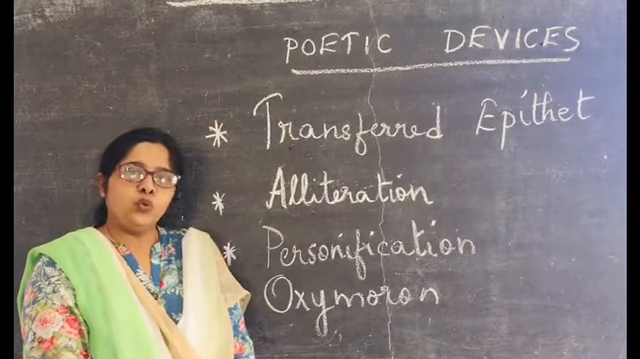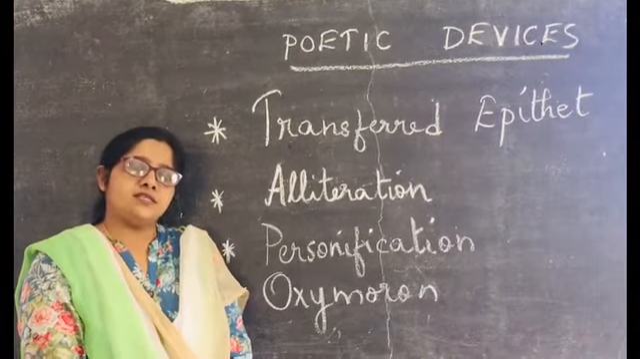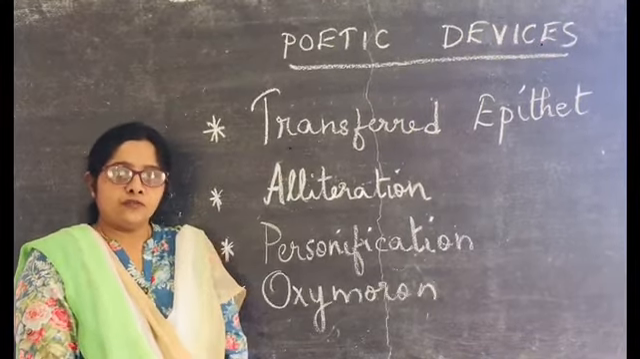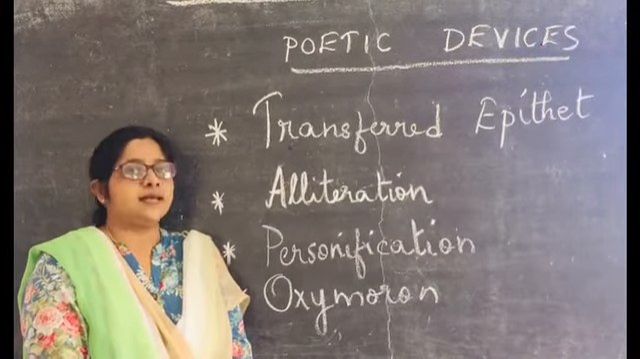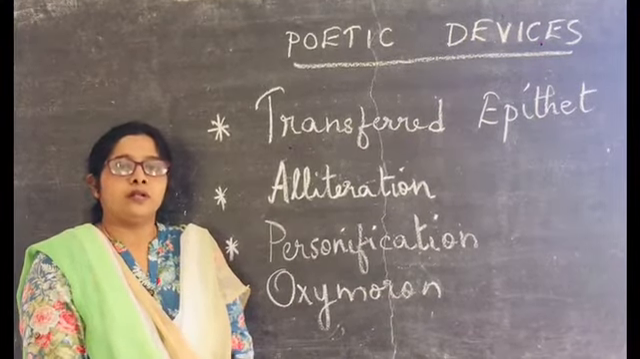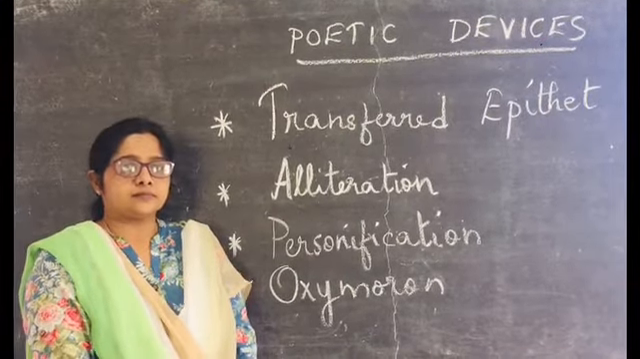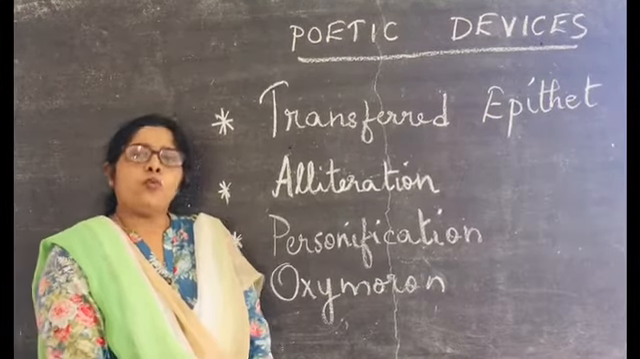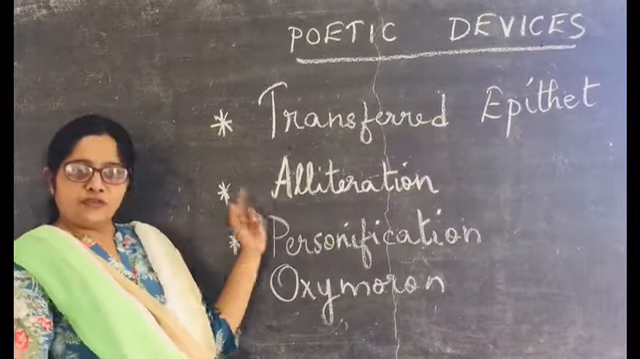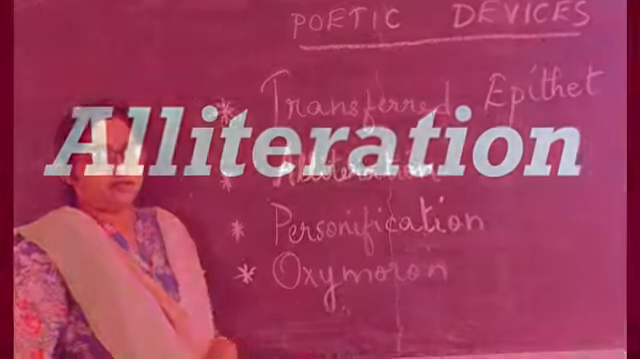So today we are going to do the poetic devices we discussed in the poem A Photograph, because you're not familiar with all the poetic devices that are used in this poem, so we'll explain it once again. The four main poetic devices used here are transfer epithet, alliteration, personification and oxymoron. So today we are going to start with the simplest of the four, which is alliteration.